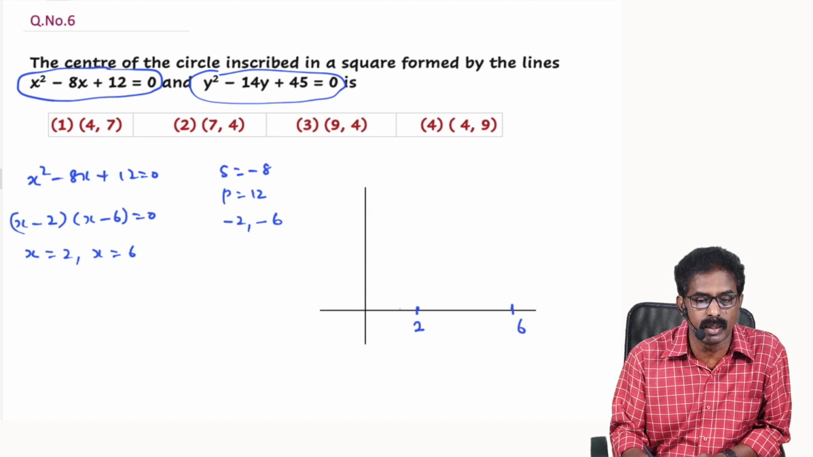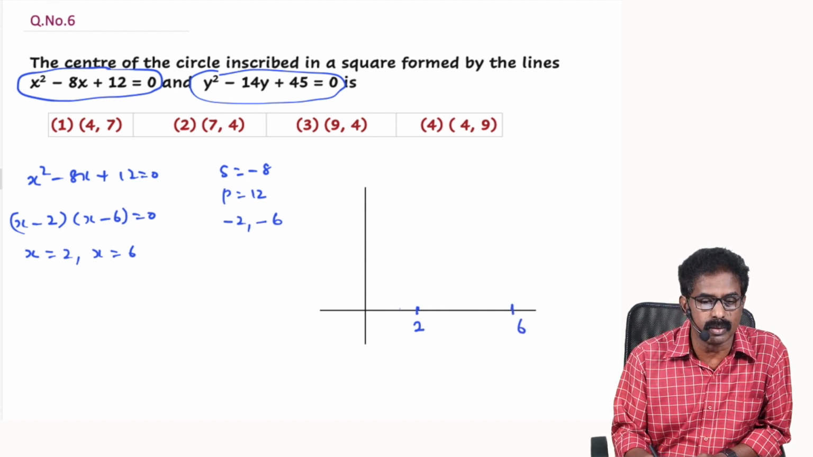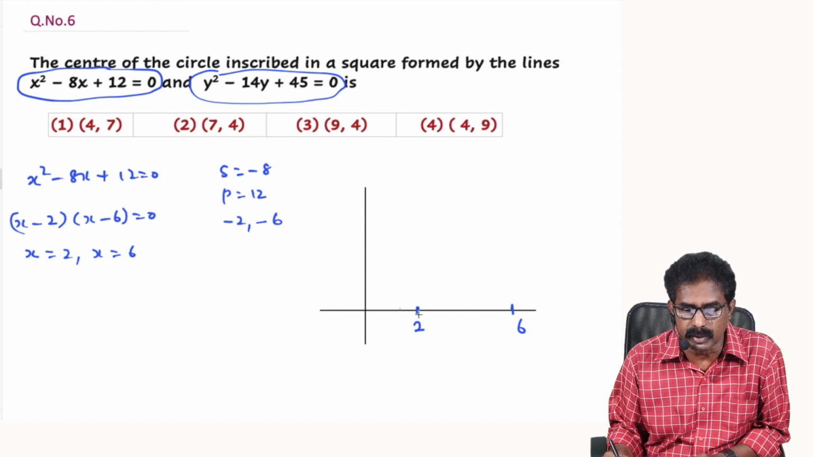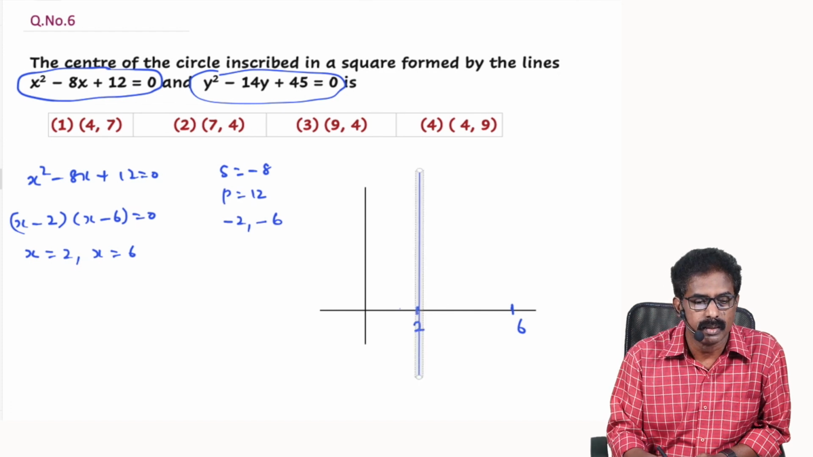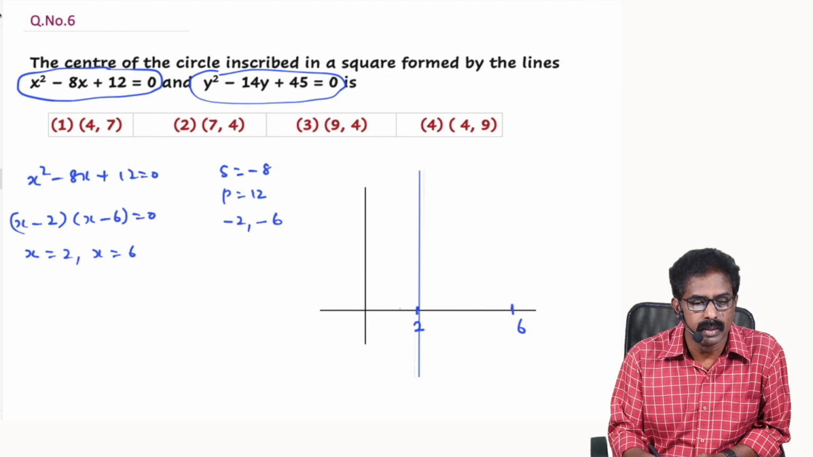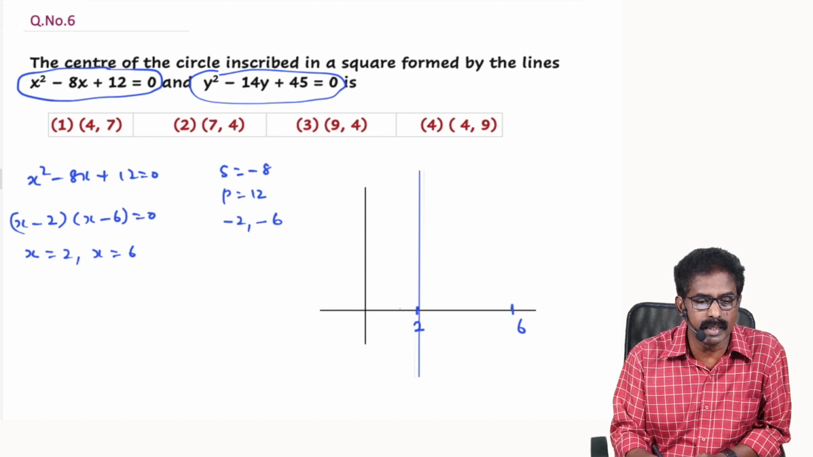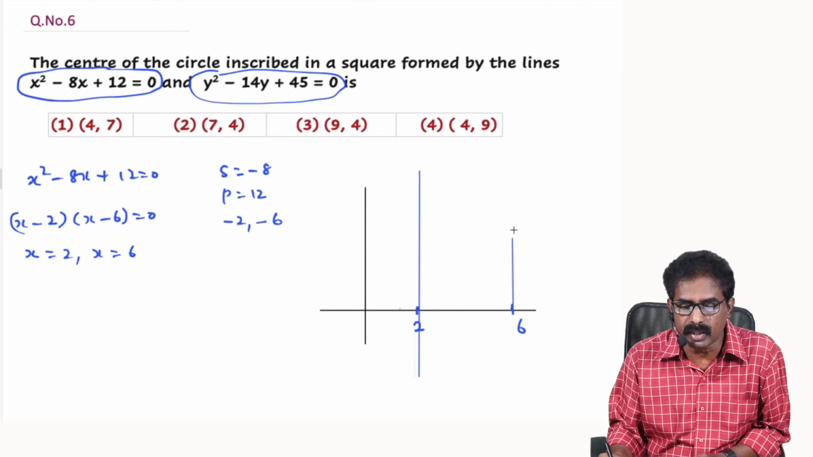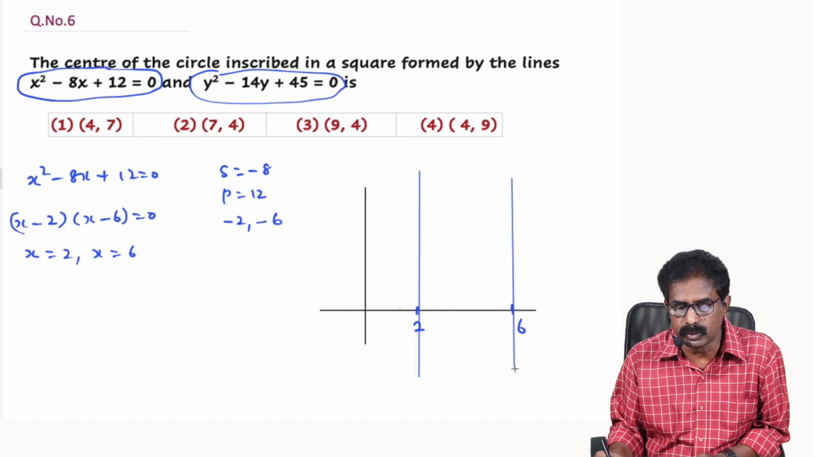So you are getting two lines here, right? x equal to 2 is one line and x equal to 6 is another line. So these are the two lines you are getting. And for another two lines, you have to solve the second equation.